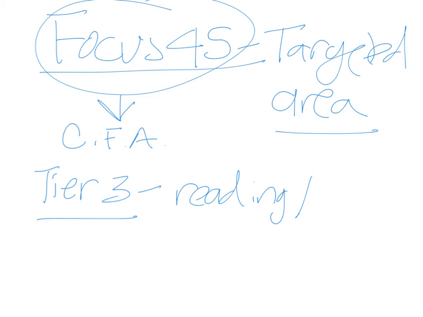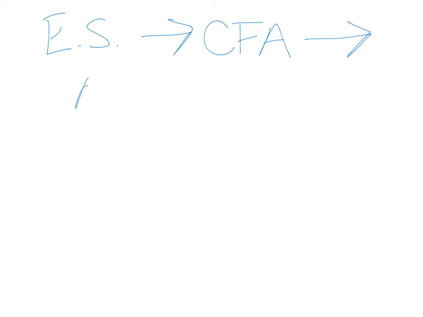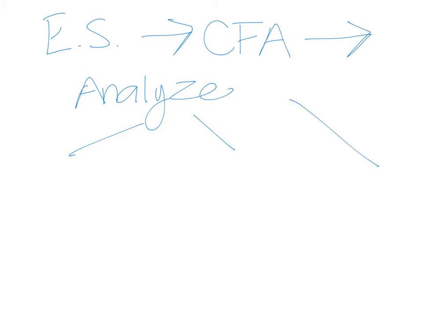So what does this look like for your PLC teams? Well, what you're going to do first is identify what your essential standard is. Once you've done that, you're going to create your CFA. And once you've delivered your CFA, you're going to analyze your data. Based on your analysis, you're going to determine what groups your kids fall into. Did they master? Did they not master? Do they still need a lot of help? Are they really below basic at this level? And we're going to divide you guys up as well.